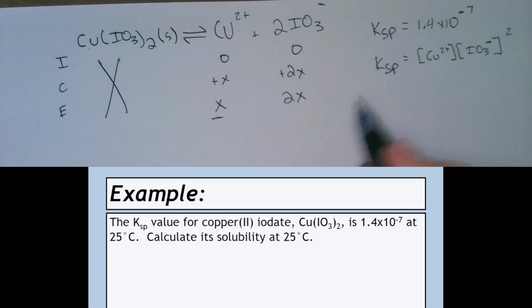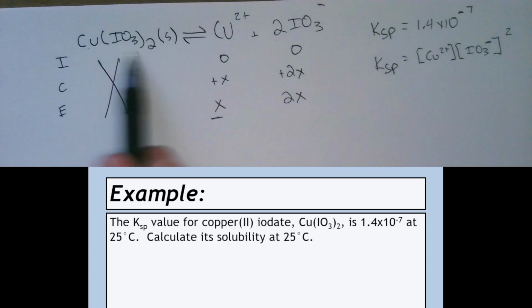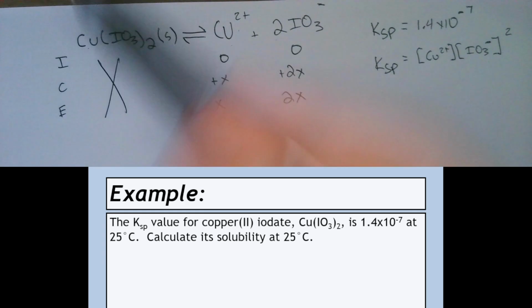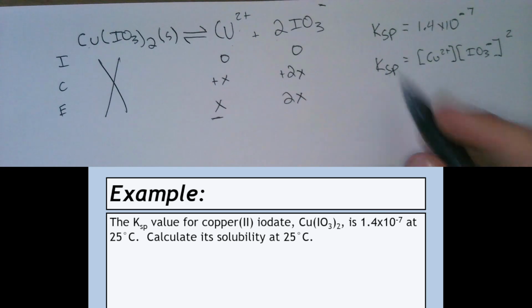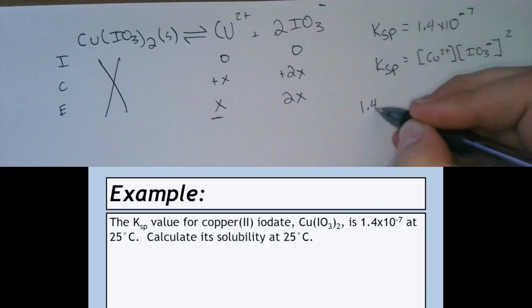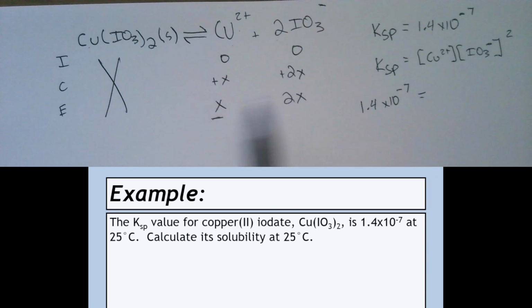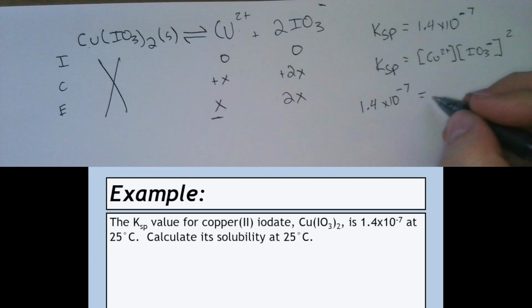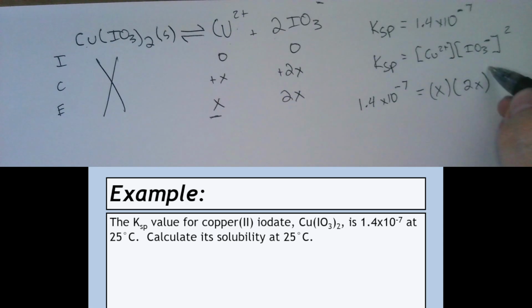So I want to find this x or whatever x. They're all the same, right? X is your molar solubility. It's the amount of this that dissolves, but it's also just equal to x. So I have my Ksp. I'm going to plug it into this formula. 1.4 times 10 to the minus 7 equals. I'm going to plug in these x values in for their concentrations here. So I have x of this. I have 2x of this. But remember to square it.